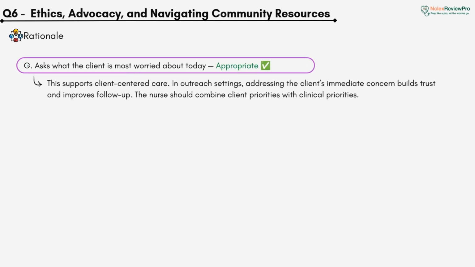Option G says the nurse asks the client what they are most worried about today and includes the client's stated concern in the plan of care. This is appropriate. This supports client-centered care. In outreach settings, addressing the client's immediate concern can build trust and improve follow-up. The nurse should combine client priorities with clinical priorities.